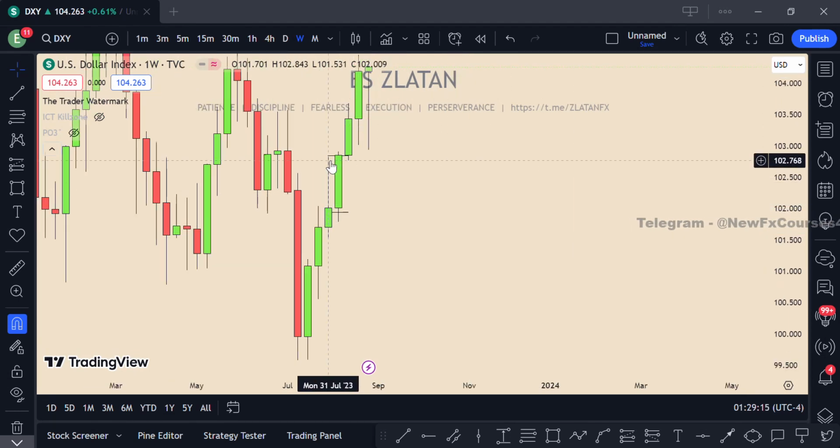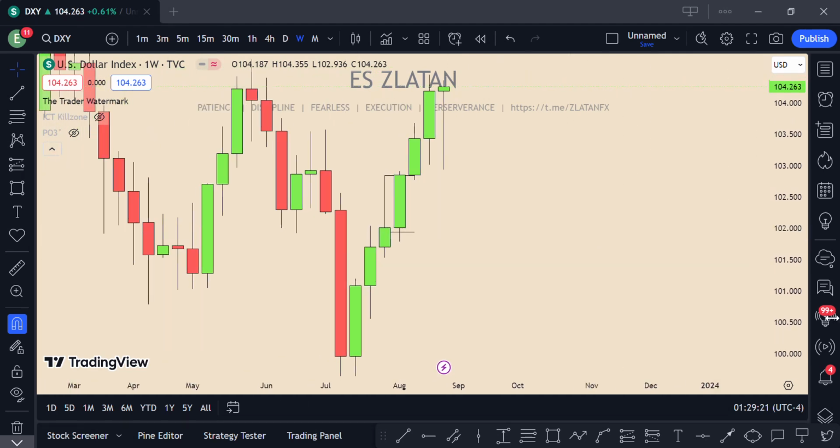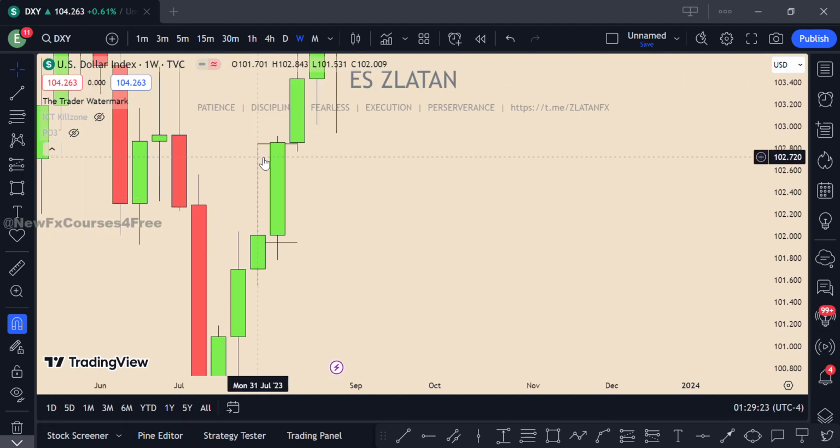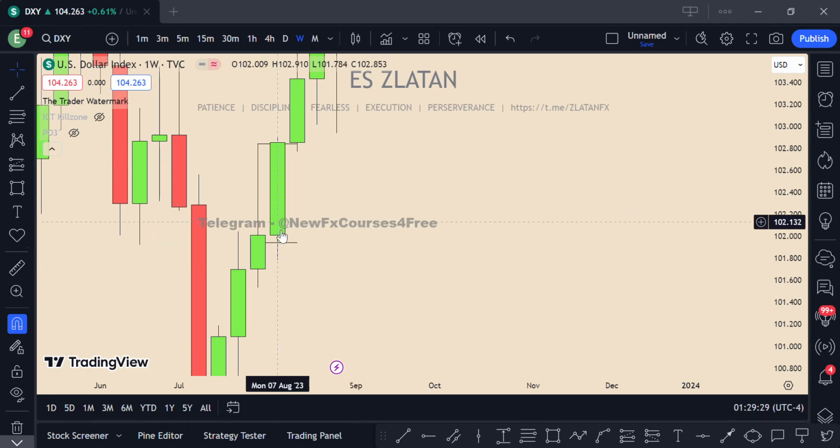Now, come to the weekly. Look at it. It was a previous week high, right? It's just that simple, folks. Look at it. It was a previous week high. And guess what? We took it out. And this previous week also took out that low day and took out this high.